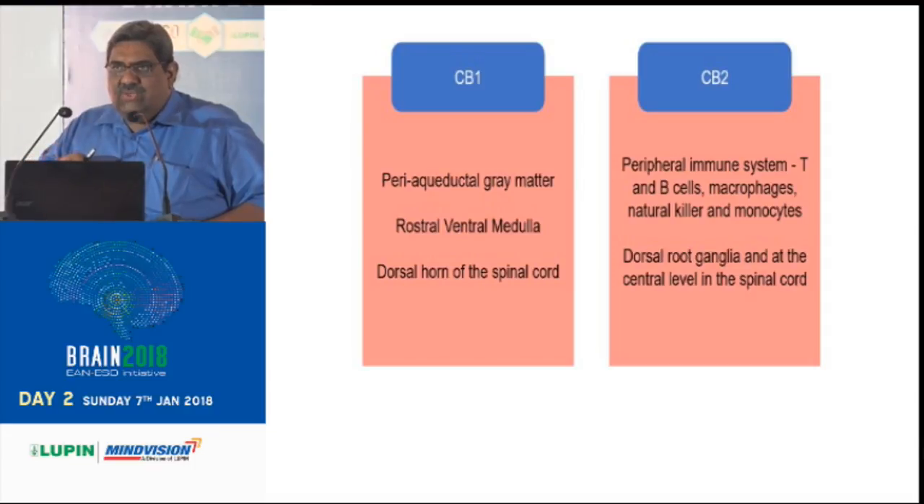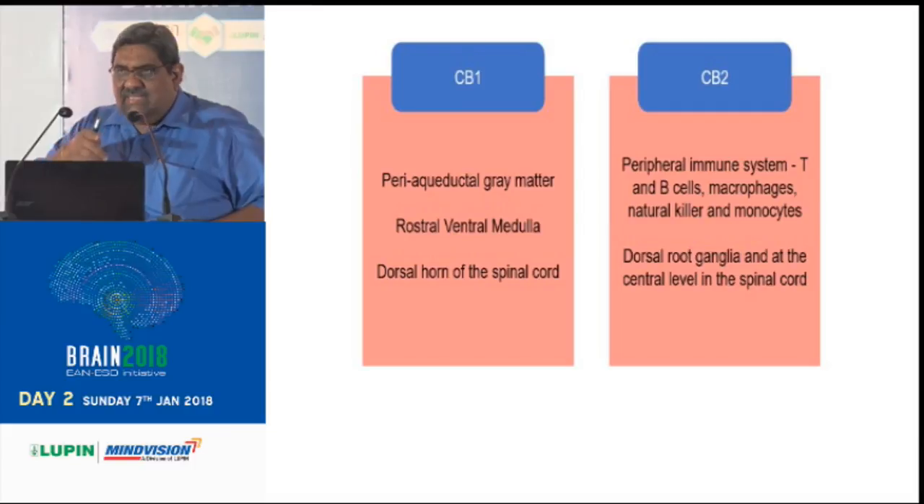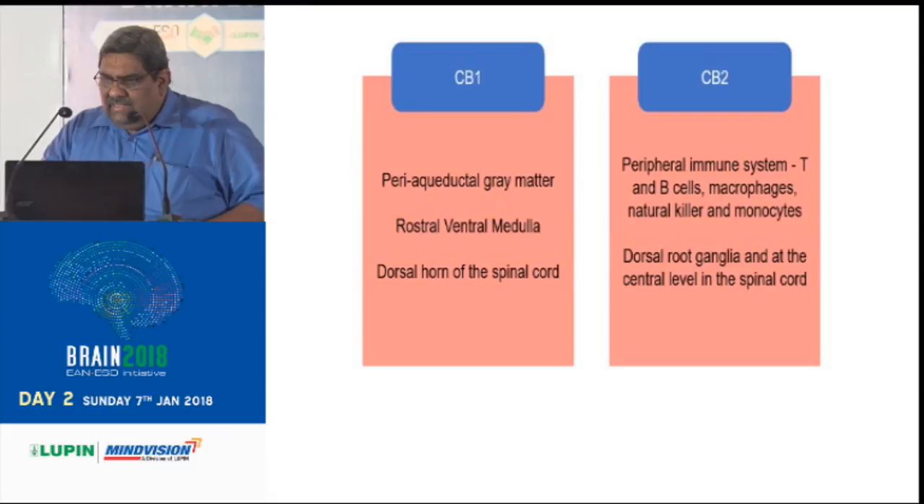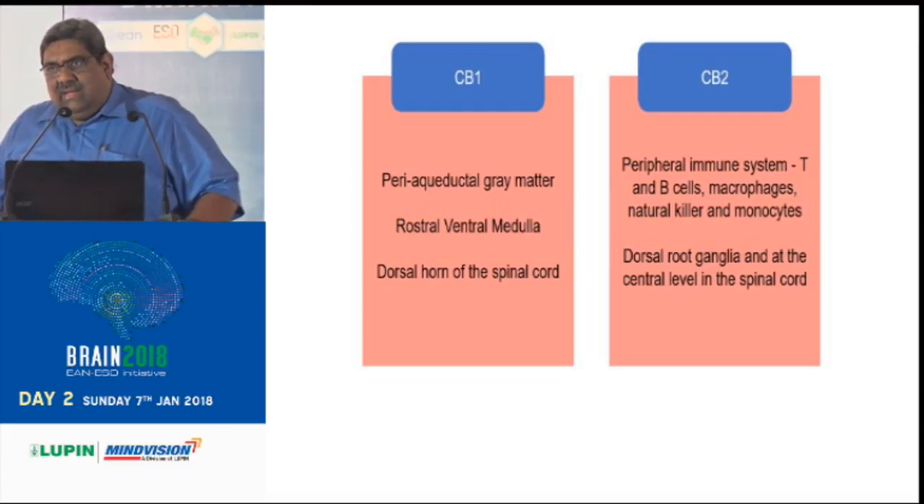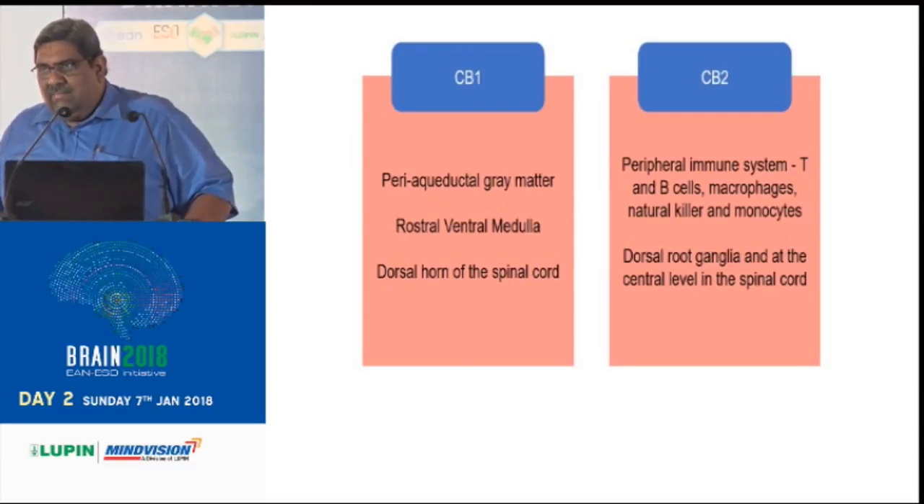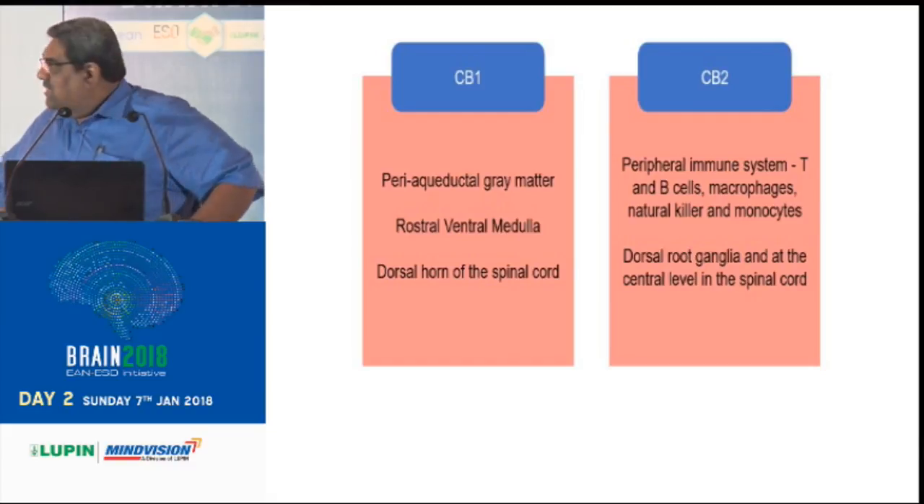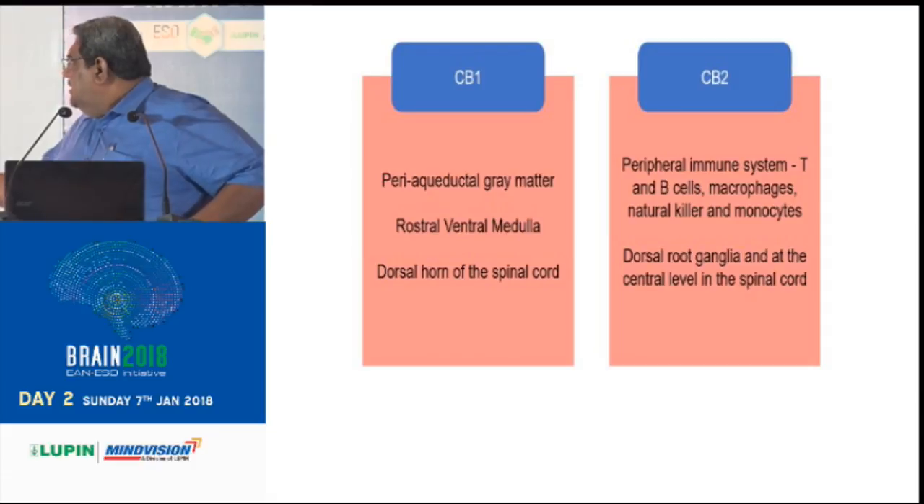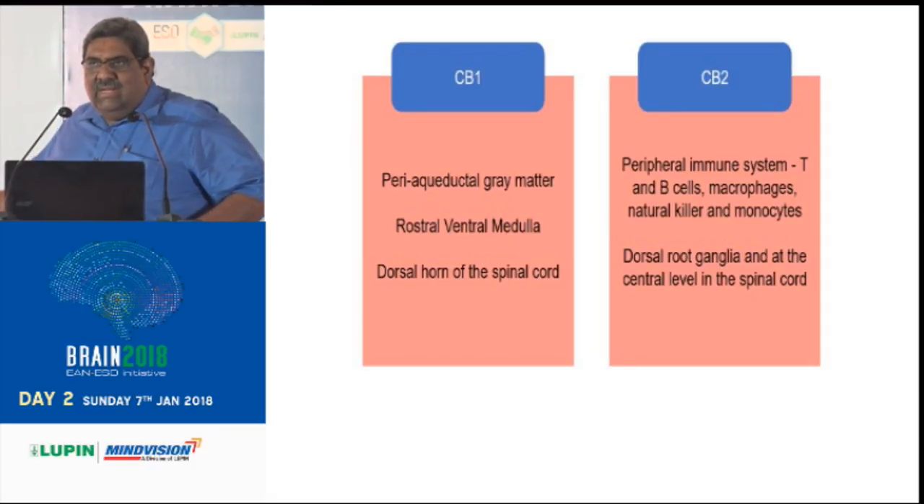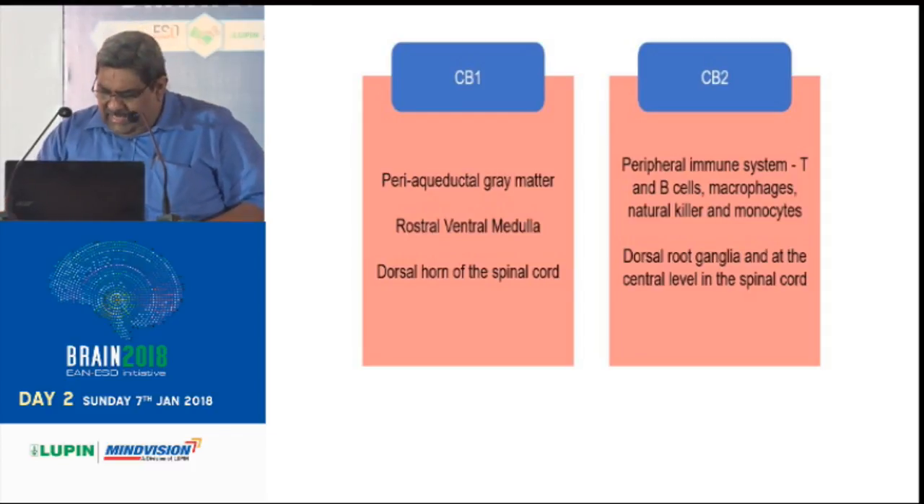So whatever impulses you get, painful and other things, are gated by this system, which has descending connections to the spinal cord from the periaqueductal gray and the rostral ventral medulla. And a lot of cannabinoid 2 receptors are expressed in the peripheral immune system, in the T and B cells, macrophages, and natural killer cells, and also in the dorsal root ganglia and the central level of the spinal cord. So now you will understand why cannabinoids are going to play a big role in the management of neuropathic pain, because the receptors are so numerous in the dorsal root ganglia and are there in the descending dual gating system, which is responsible for facilitatory and inhibitory impulses.